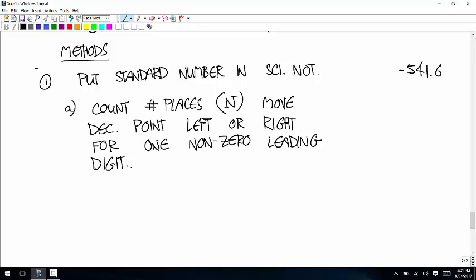Okay, so with negative 541.6, how many places do we have to move the decimal point? And do we have to do it to the left or the right? 2 places, so n is equal to 2. And did we move it to the left or the right? Yep. Left.